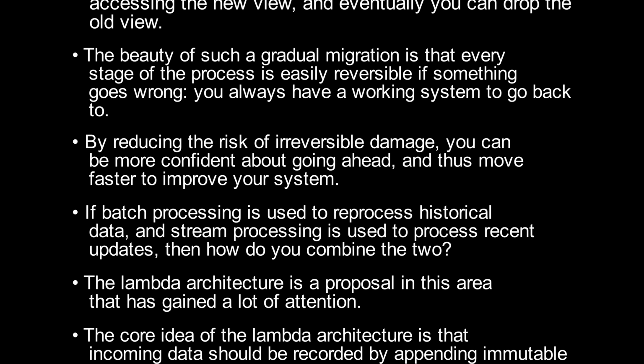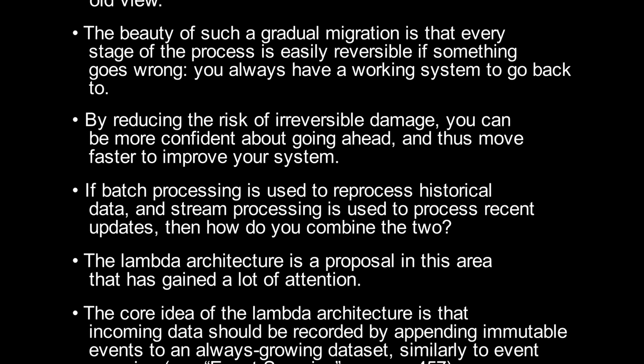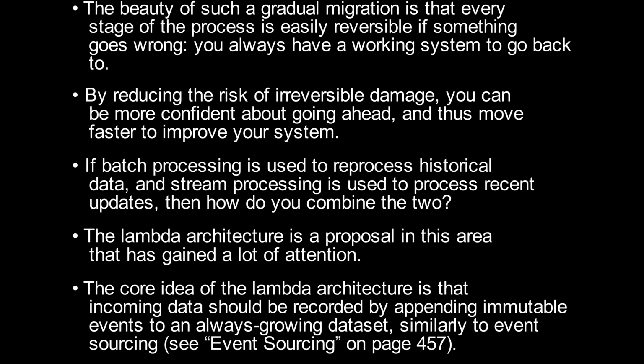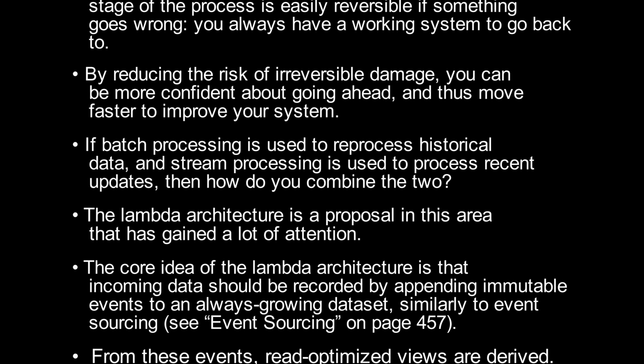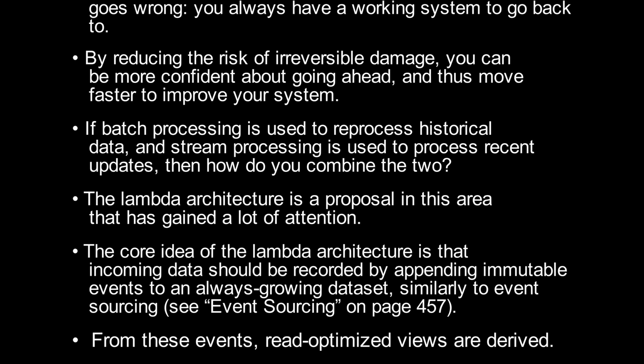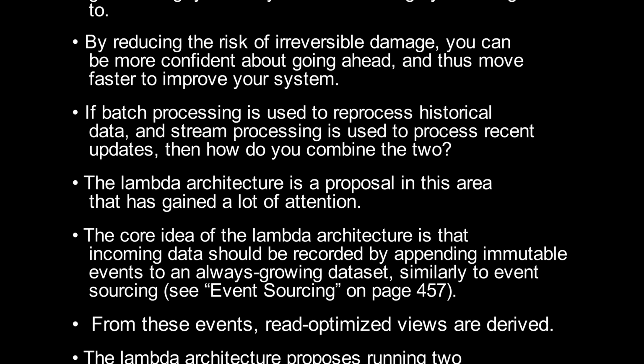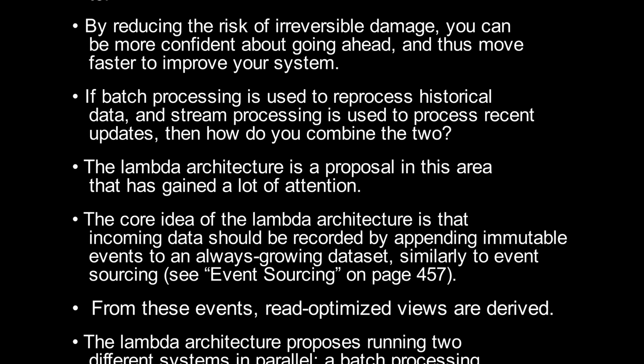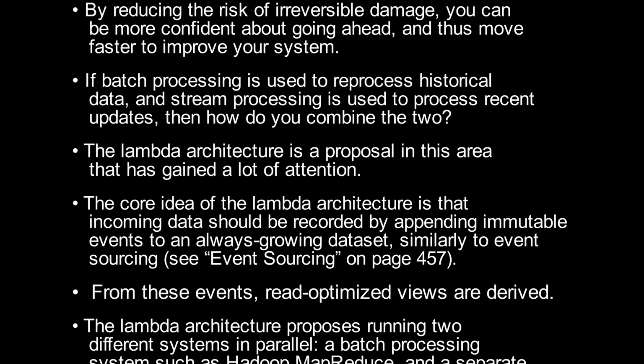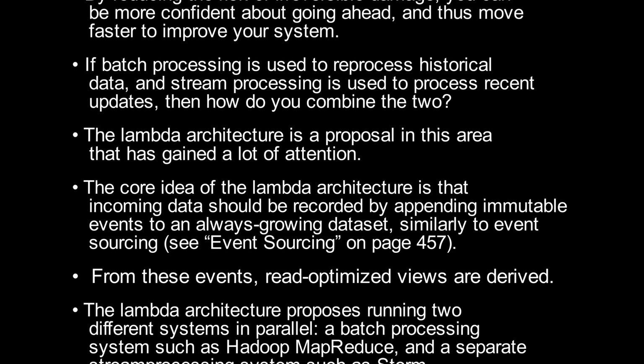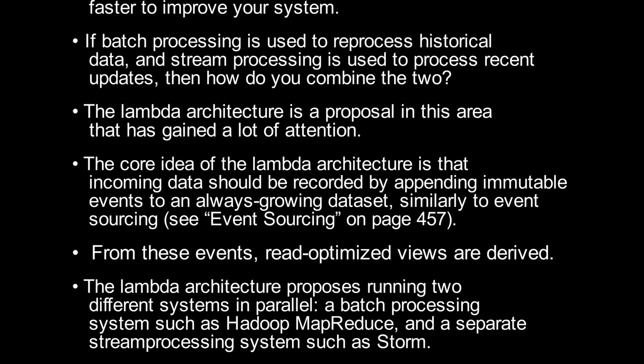If batch processing is used to reprocess historical data, and stream processing is used to process recent updates, then how do you combine the two? The Lambda architecture is a proposal in this area that has gained a lot of attention. The core idea of the Lambda architecture is that incoming data should be recorded by appending immutable events to an always growing dataset, similarly to event sourcing. See event sourcing on page 457. From these events, read-optimized views are derived.